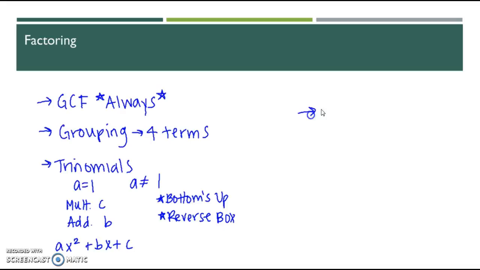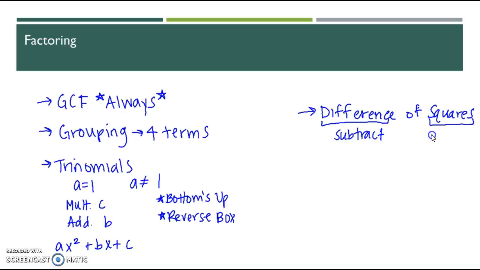And then we also looked at our difference of squares patterns. Difference of squares is when you have two terms. So as soon as you see two terms, you've got to be thinking this could be difference of squares. But it's got to be a difference, which means you've got to have subtraction. And it's got to have perfect squares.